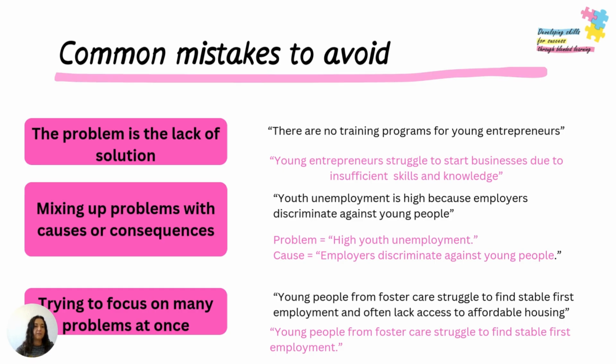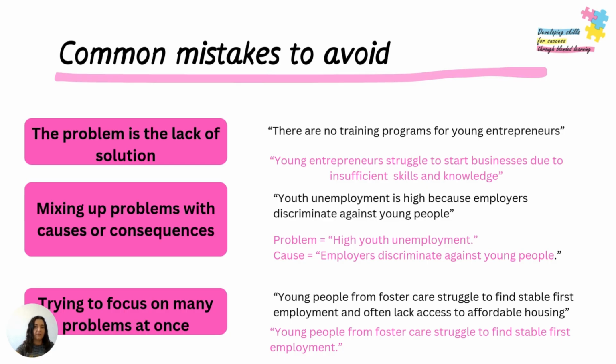The second one is mixing up problems with causes or consequences. For example, youth unemployment is high because employers discriminate against young people. Keep them separate. The problem is high youth unemployment, and the cause is employers discriminate against young people. Some of the consequences might include poverty.